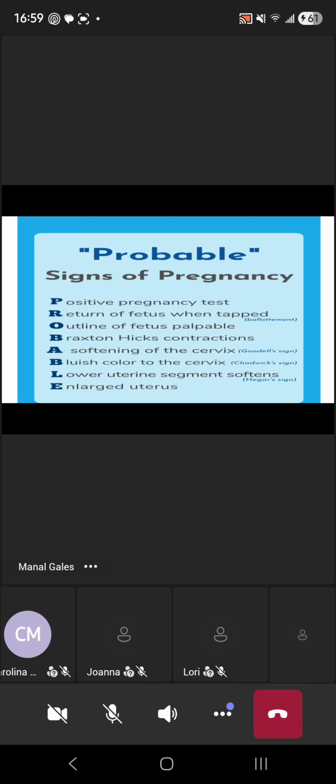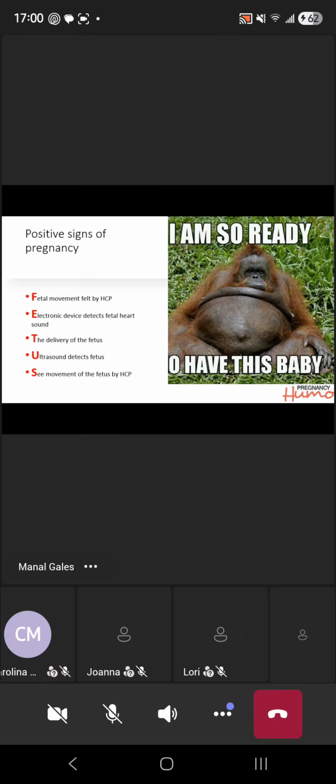Know the signs, like what is Ballottement, what is Goodell, what is Chadwick, what is Hegar. They are very testable items. When I say testable, it's not only for your final, we're talking about the big exam. You need to be ready with these. Then the positive signs, the mnemonic FETUS, helps to remember the positive signs of pregnancy. Again, very high yield, testable signs of pregnancy.